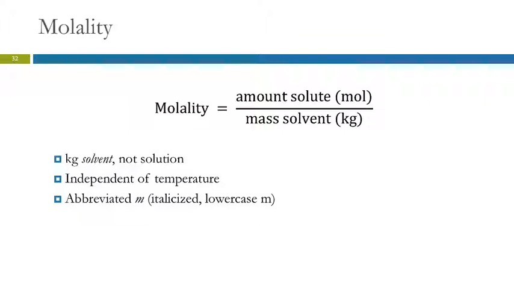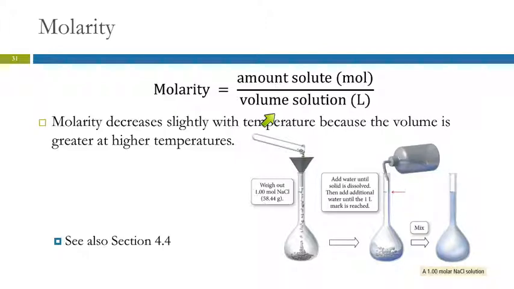Molality is similar but different. So here we have amount of solute in moles, that's the same. But now we're doing the mass of solvent, not solution, solvent, in kilograms. The reason that this is useful at all is because it is independent of temperature. Molarity can change with temperature because when you heat a liquid, it expands, its volume changes. Molarity is dependent on the volume of the solution. So when you change the temperature, you can change the molarity. Most of the time, that doesn't matter, but sometimes it does.